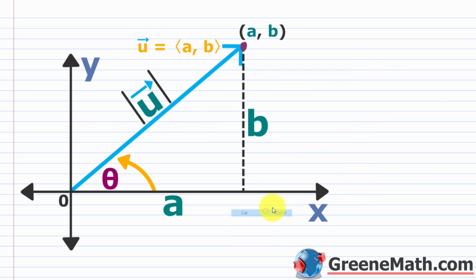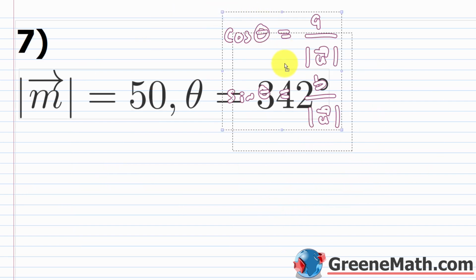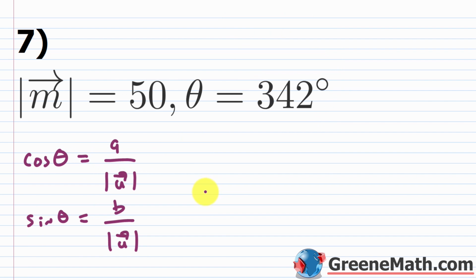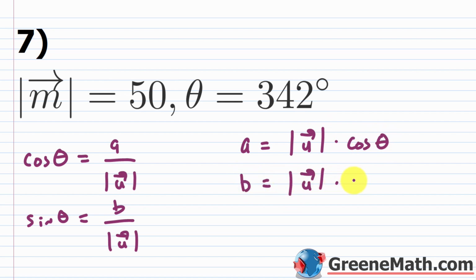Let's grab these real quick, and I'm just going to paste this in for our first problem here. What we're going to do is solve this for a, and solve this for b. That way we can find the component form. To do that, in each case, I'm just going to multiply both sides by the magnitude of the vector u. So a is equal to the magnitude of the vector u times the cosine of theta. And then b is equal to the magnitude of the vector u times the sine of theta. So a very simple formula.